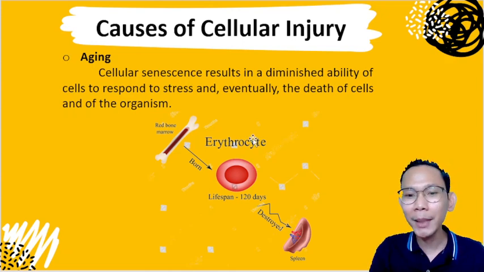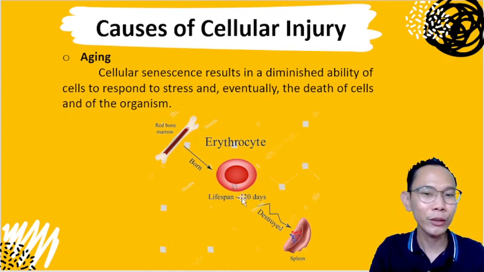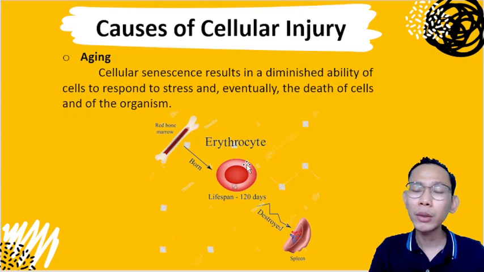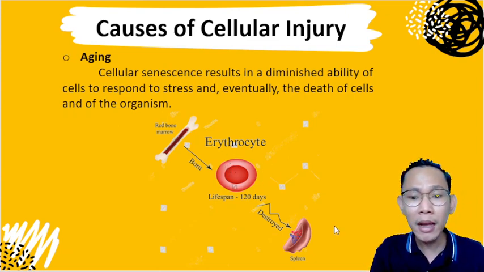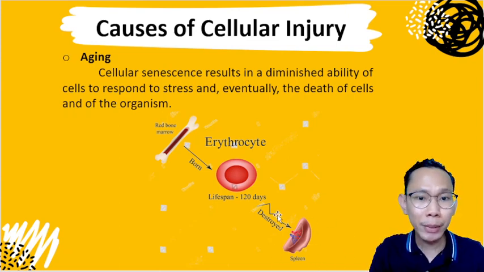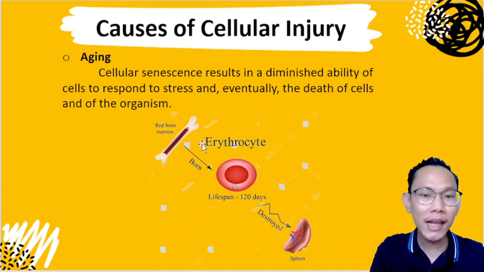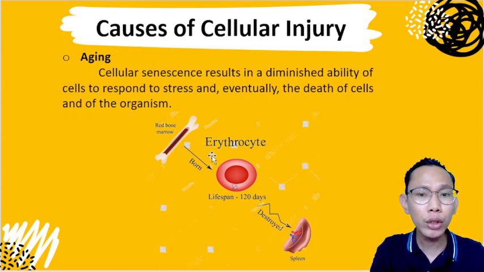So, para lang yung RBC. I know wala pa kayong hematology, but you will encounter this. Your RBC has a lifespan of around 90 to 120 days. When it becomes senescent, it will not be able to do its function. What is the function of red blood cells? To transfer oxygen all throughout the body. That's the main function of RBC. But when it becomes senescent, it will not be able to do its function. That is why it has to be destroyed by the macrophagic system of your spleen so that new red blood cells may be produced. That's why aging can cause cellular injury to your red blood cells.